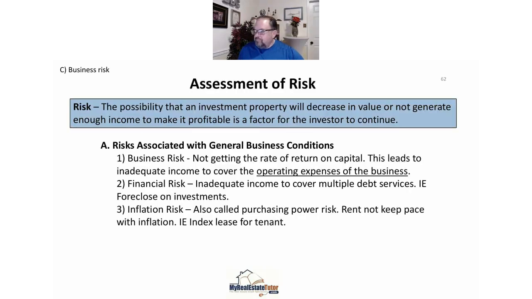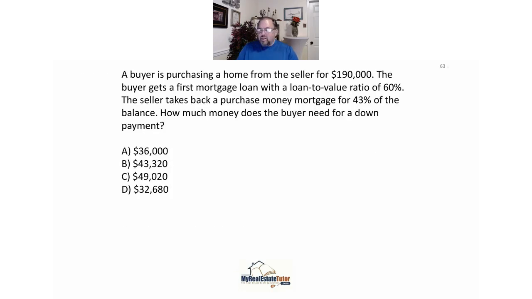All right. Let's go ahead and proceed on. And we're going to go to the next question. Here we go. A buyer's purchasing a home from the seller for $190,000. The buyer gets a first mortgage loan with a loan-to-value ratio of 60%. The seller takes back a purchase money mortgage for 43% of the balance. How much money does the buyer need for a down payment?